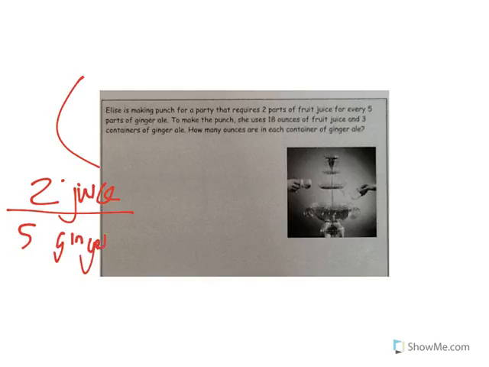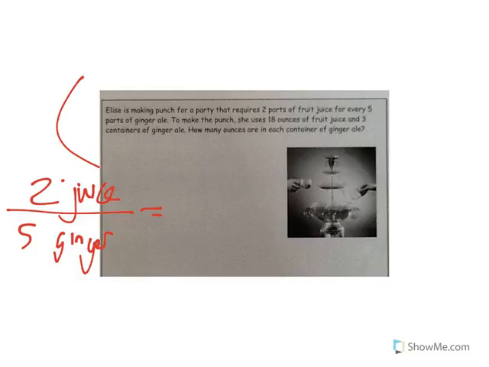Again, in terms of recipes, this is important. For example, here it says Elise is making punch for a party that requires 2 parts fruit juice for every 5 parts ginger ale. To make the punch, she uses 18 ounces of fruit juice and 3 containers of ginger ale. How many ounces are in each container of ginger ale? Okay, so let's figure this out. 2 parts fruit juice for every 5 parts ginger ale. So that has to be the proportion.